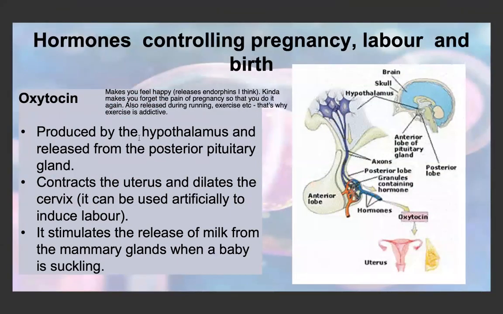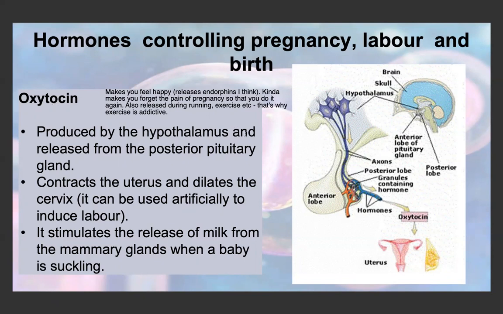Another hormone controlling pregnancy, labor, and birth is oxytocin. Oxytocin releases endorphins, which makes you feel happy and causes you to kind of block out the pain of pregnancy. It's also released during exercise. That's why we get such a high during exercise or at the end of exercise.